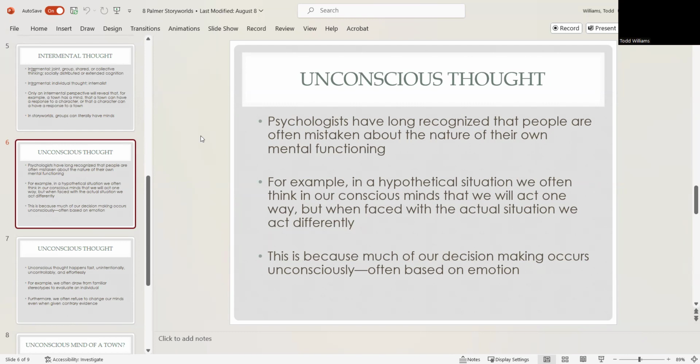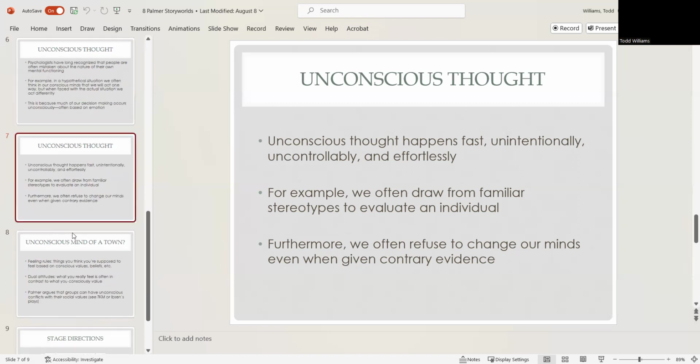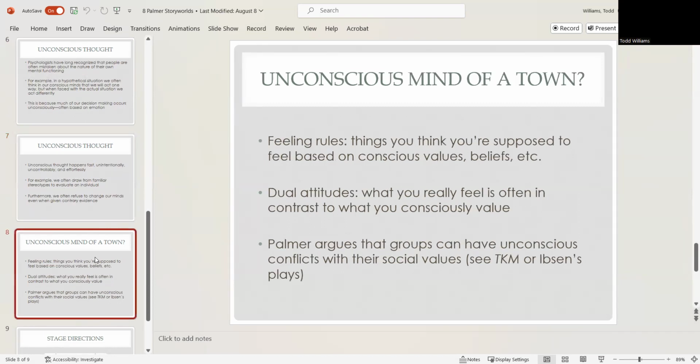And this is because much of our decision making occurs unconsciously. Unconscious thought happens fast, unintentionally, uncontrollably, effortlessly. When we're judging people, for example, we'll often very quickly draw from familiar stereotypes, put people in categories to evaluate them. And once we make those unconscious judgments, we often refuse to change our minds, even when we're given contrary evidence. So thinking about a town having a mind, so to speak, and that we know minds tend to work unconsciously, does it make sense to think about the unconscious mind of a town?